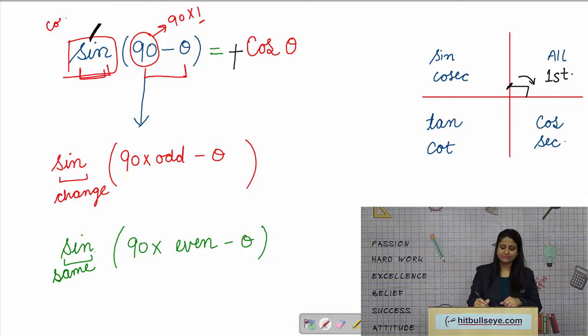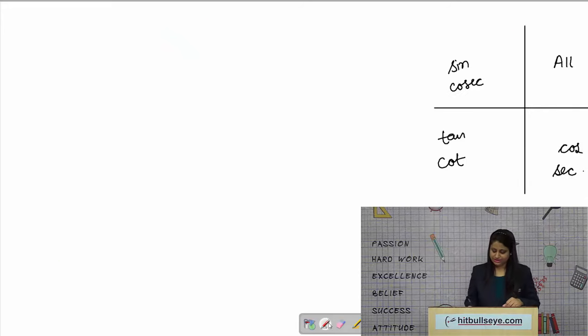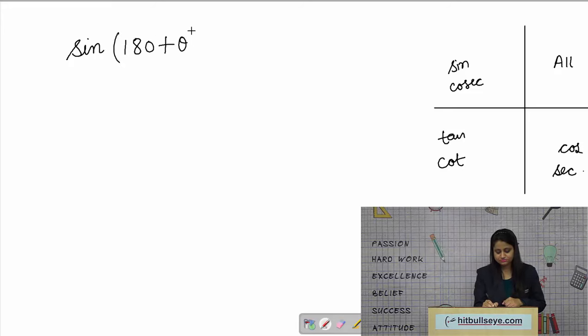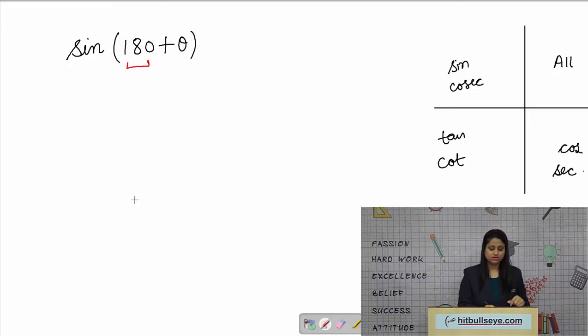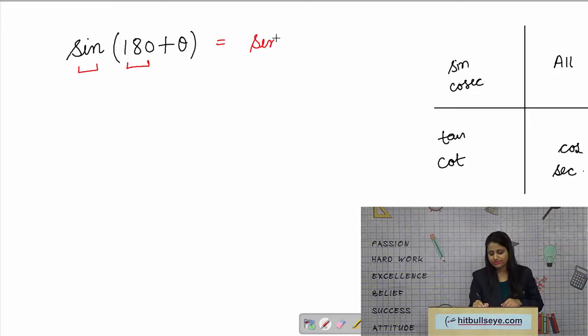Let us take one more example. Practice is required here. Let us calculate sine 180 plus theta. Step number 1. Firstly, note that this 180 is 90 into 2, 90 into an even number. It means it is an even multiple of 90. T ratio will not be changed. So it will become sine theta.